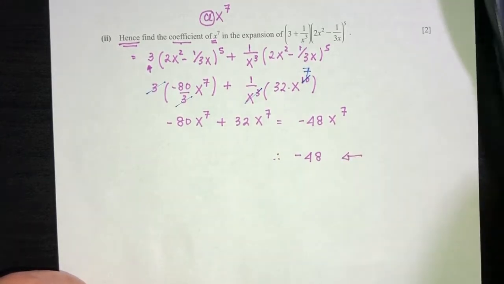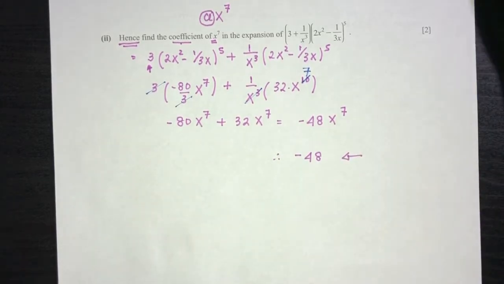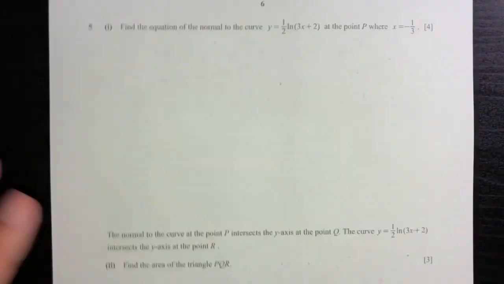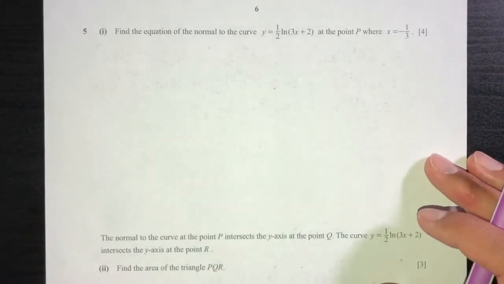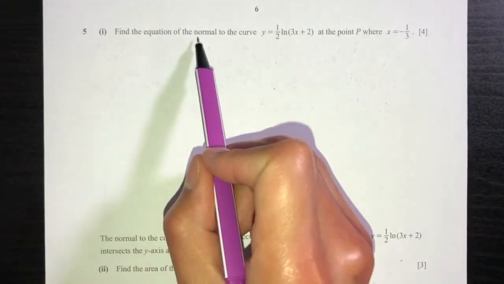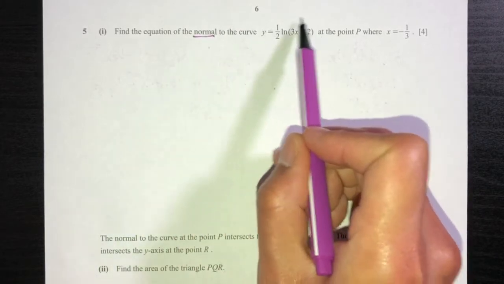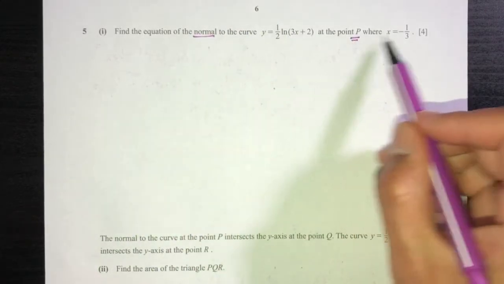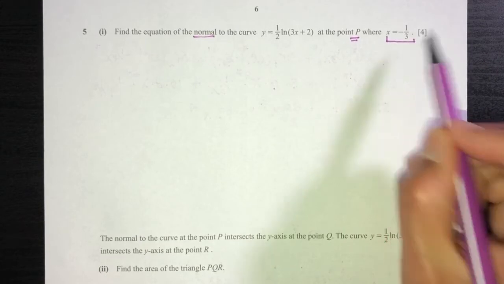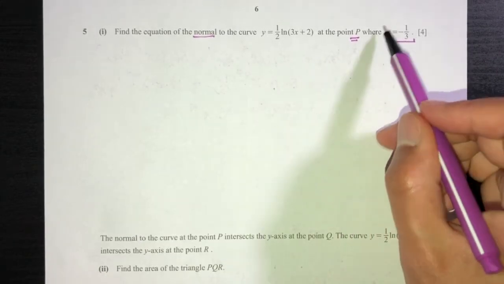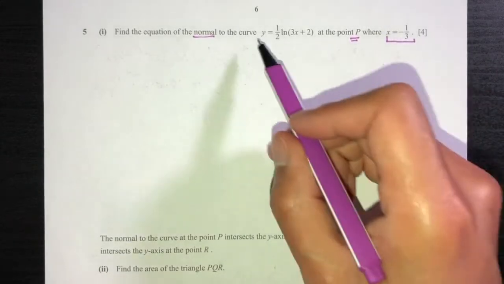This is your answer for question number 4. Now let's move on to question number 5. So 5 is find the equation of the normal to the curve. This is the curve at the point P, where the value of x is minus 1 over 3. So when you have the value of x, you have to find the value of y.